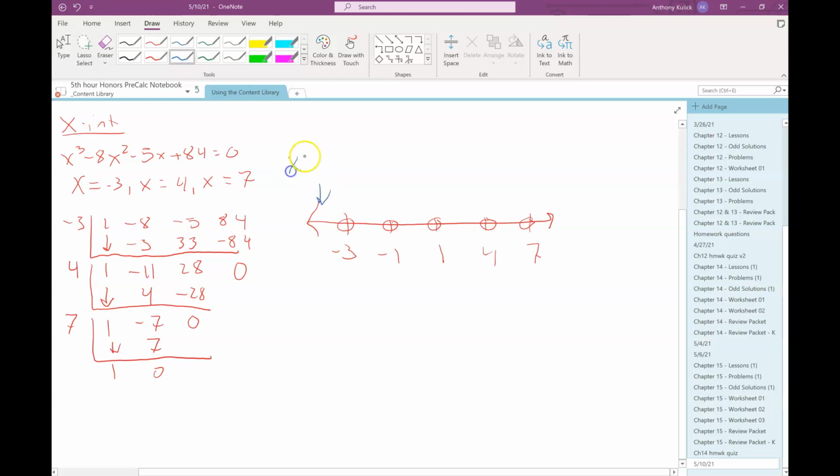And let's pick some test values. So I got -4 here, -2 there, 0 there, 2 there, 5 there, and then 8 there.